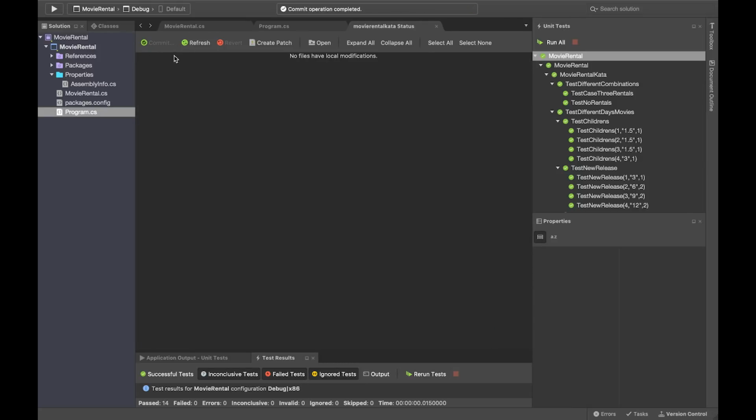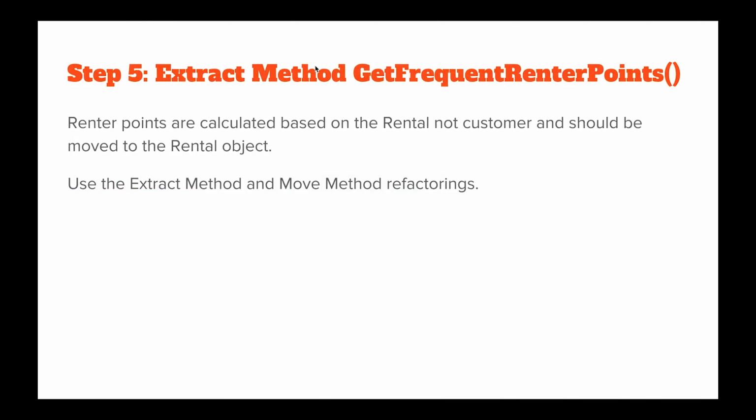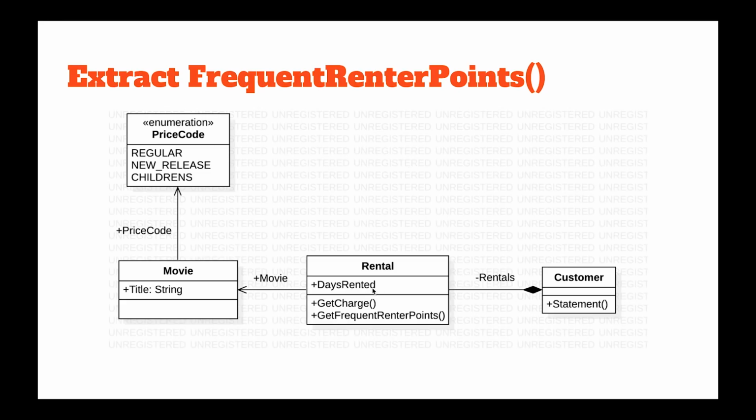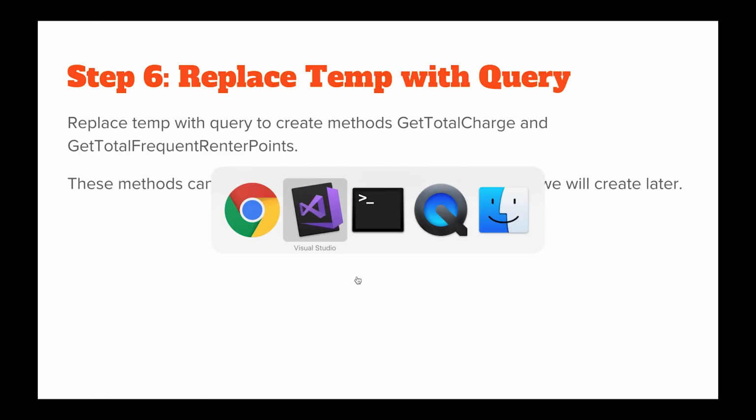Okay. Now what's our next step here? So now we've moved it to the rental class, and let's look at what else we can change here. We extracted it. So we created get frequent renter points and moved it to rental. Step 6 is to replace temp with query. Now replace temp with query to create methods get total charge and get total frequent renter points. And these methods can be reused in the HTML statement method, which we will create later.